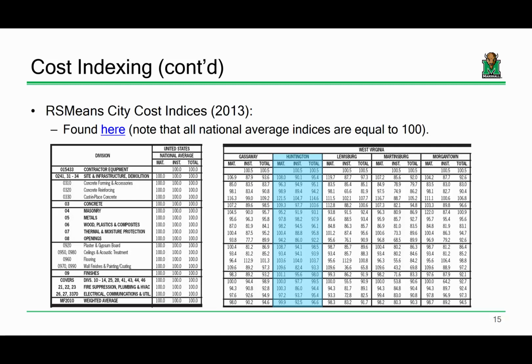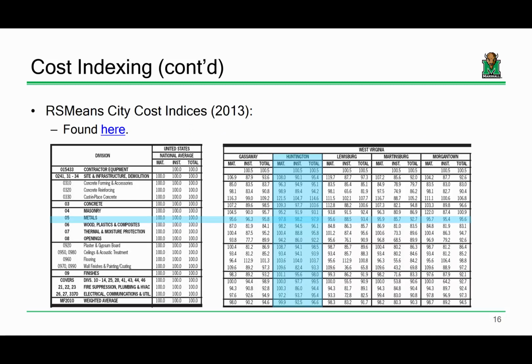So for Huntington, here you can see the different indices. Again, the national average is all based off 100, and this is sort of what you were talking about. For instance, if we're looking at metals, the cost indices are a little bit lower. Whereas if you're looking at thermal and moisture protection, the actual material costs are a little bit higher. The installation costs are a little bit lower, but that's dependent. For some reason, flooring is a little more expensive in Huntington. Openings in structures are a lot cheaper. So it just depends on where you're at.